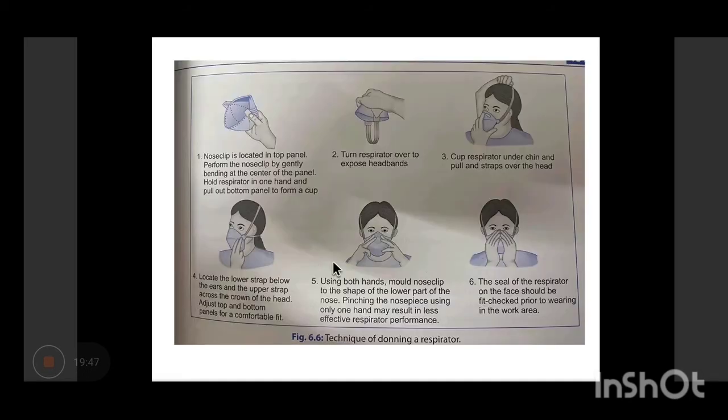The nose clip is located in the top panel. You can see the nose clip is located in the top panel. We fit the nose clip by gently bending at the center of the panel.